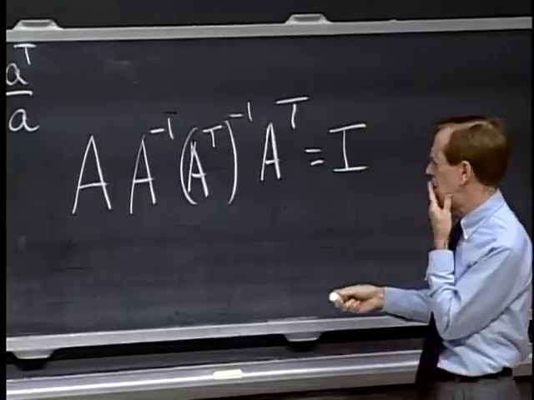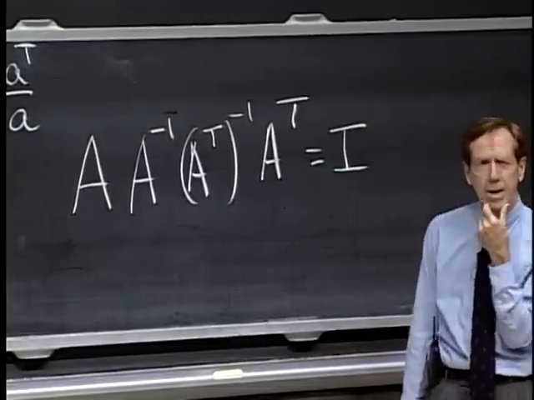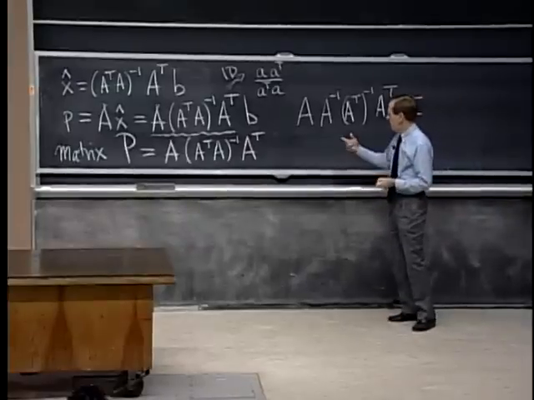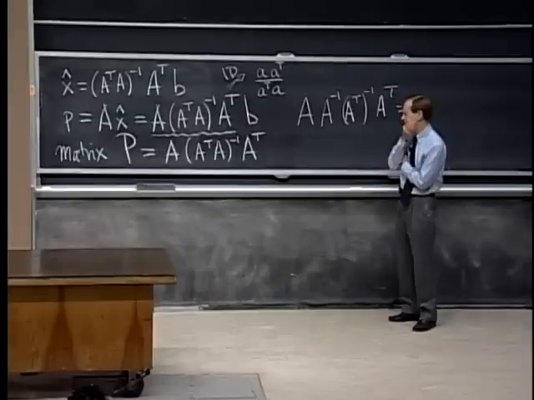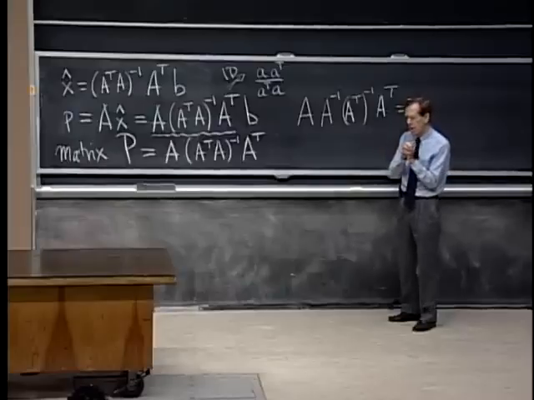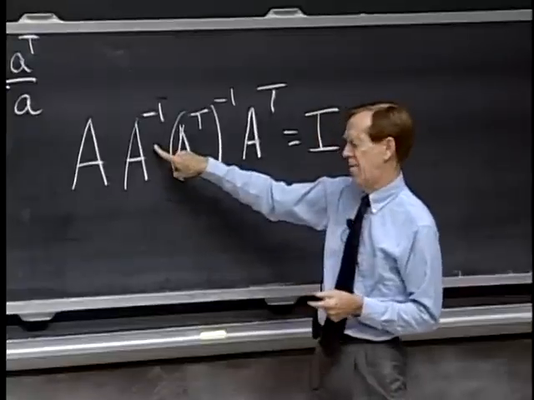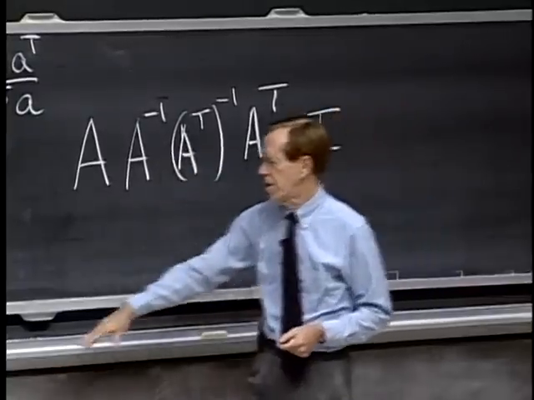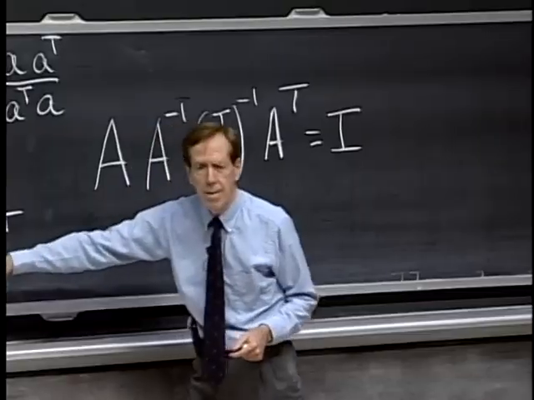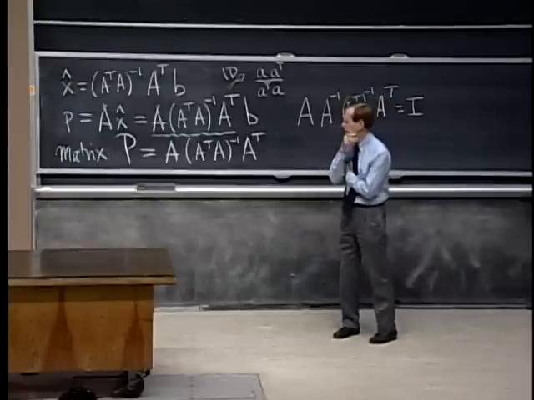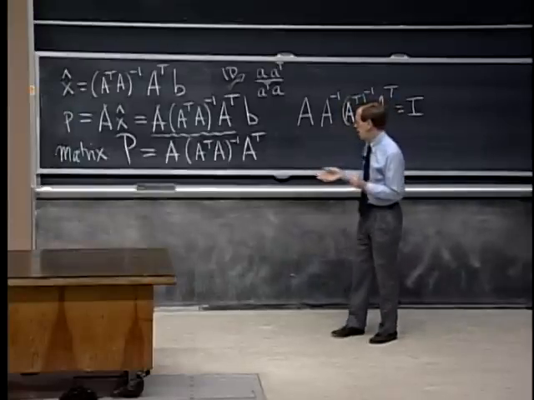But what's going on? My question is, somehow, I did something wrong. That wasn't allowed. And why is that? Because A is not a square matrix. It doesn't have an inverse. So I have to leave it that way. This is not okay. If A was a square invertible matrix, then I couldn't complain.